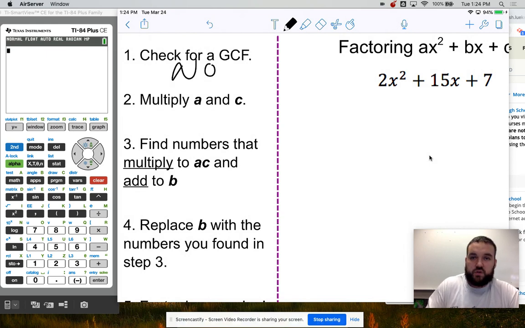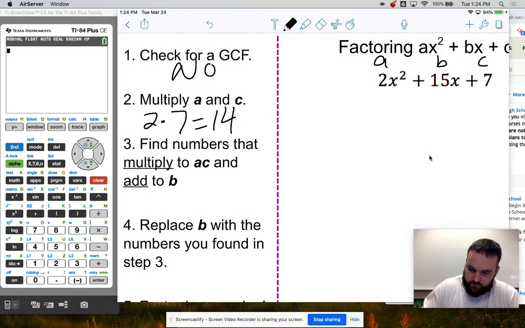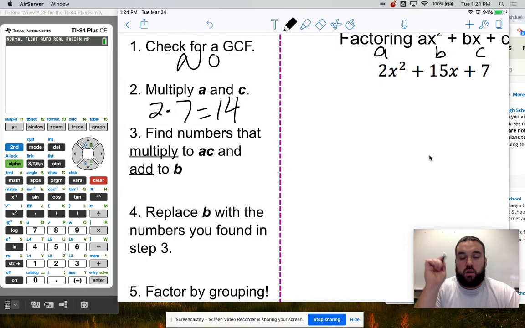The next thing I'm going to do is multiply a and c together. So a is the number in front of x squared, with just the number 2. B is the 15 and C is 7. So 2 times 7 is 14. Okay. Now, I'm going to use that new number 14, and I'm going to find two numbers that multiply to 14 and add to B, which is the 15.